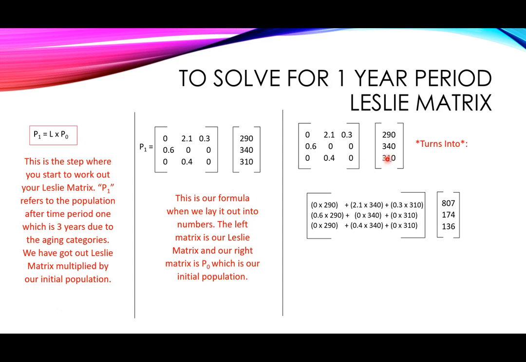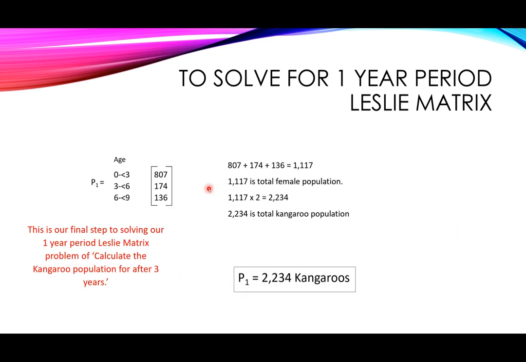We go our middle age times 340, and that pretty much just gets us 136 down here. And then that shows us how many 0 to less than 3-year-olds, 3 to less than 6-year-olds, and 6 to less than 9-year-olds we have. Now we come here, which is just shown a bit better. Our P1 equals this. This is our new matrix that we can work with.